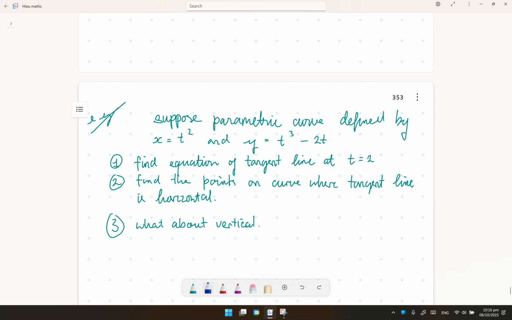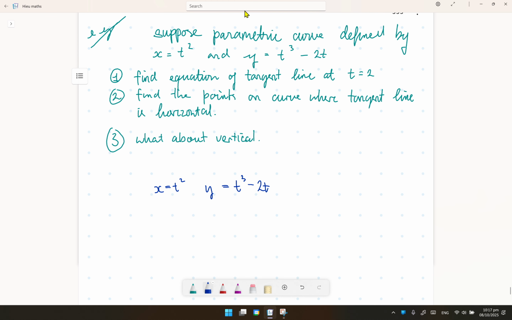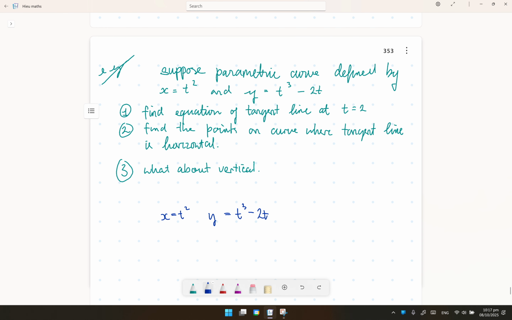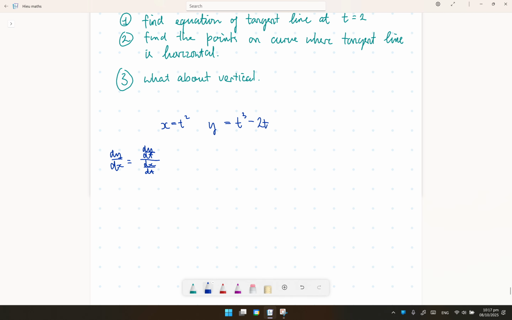So let's try this. We have x equals t squared and y equals t cubed minus 2t. I'm going to rewrite it down here: x equals t squared, y equals t cubed minus 2t. Okay, so we want to find the equation of the tangent line at t equals 2. To find the equation of the tangent line, if we remember, dy over dx is equal to dy over dt over dx over dt.